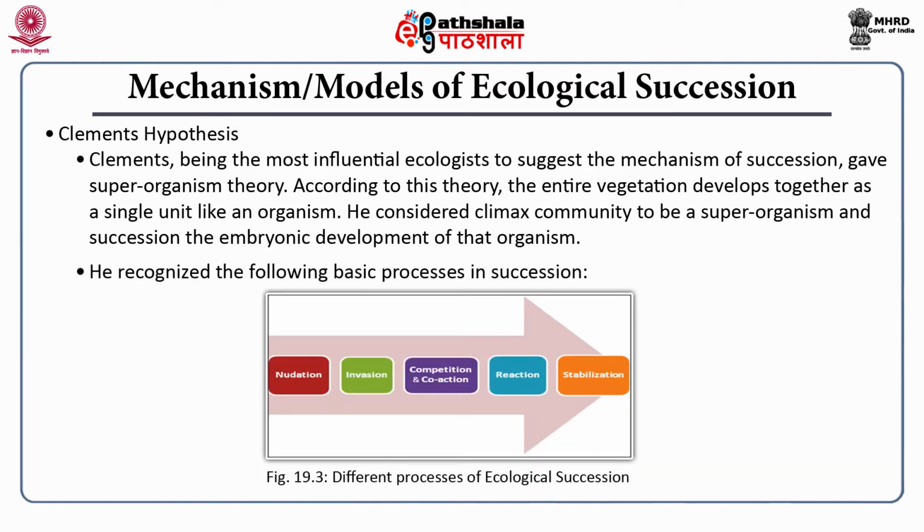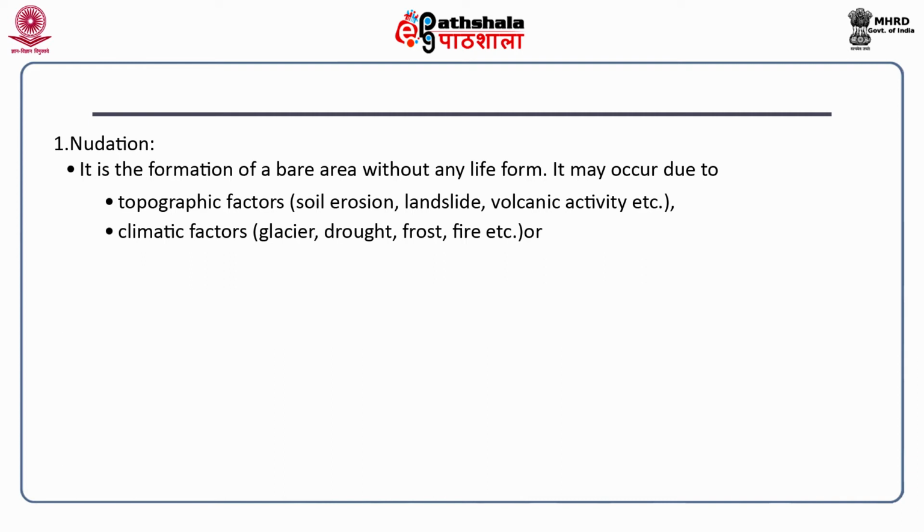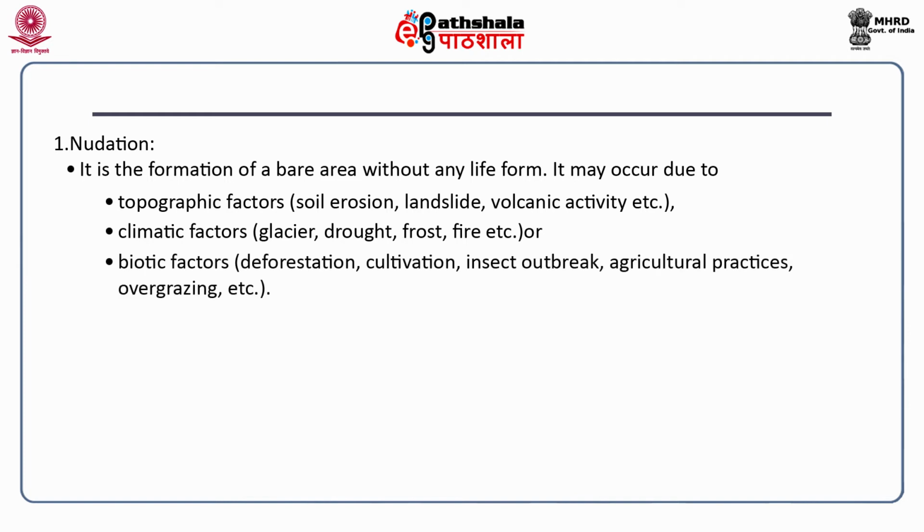This figure shows the different processes recognized by Clements for ecological succession, and these processes start from nudation, then invasion, then competition and coaction, then reaction, and then stabilization. Let me discuss these processes one by one. Nudation. It is the formation of a bare area without any life form. It may occur due to topographic factors like soil erosion, landslide, volcanic activity, etc., climatic factors like glacier, drought, frost, fire, etc., or biotic factors like deforestation, cultivation, insect outbreak, agricultural practices, overgrazing, etc. Any of these factors may be responsible for nudation.